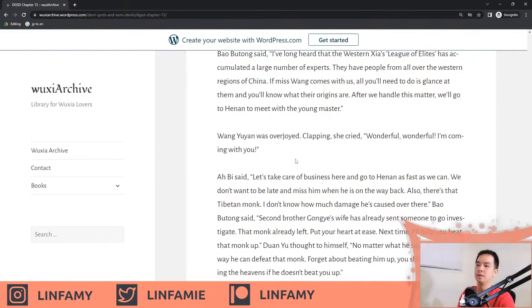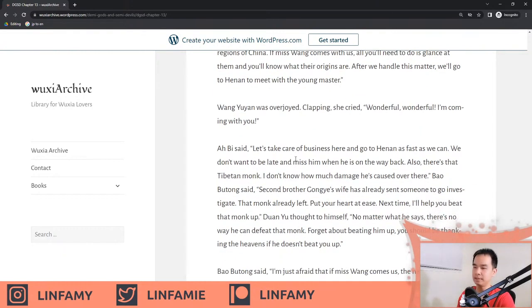I'm coming with you." Abi said, "Let's take care of business here and go to Hunan as fast as we can. We don't want to be late and miss him when he is on the way back. Also, there's that Tibetan monk. I don't know how much damage he's caused over there." Bao Butong said, "Second brother Gongye's wife has already sent someone to go investigate. That monk already left. Put your heart at ease. Next time, I'll help you beat that monk up."